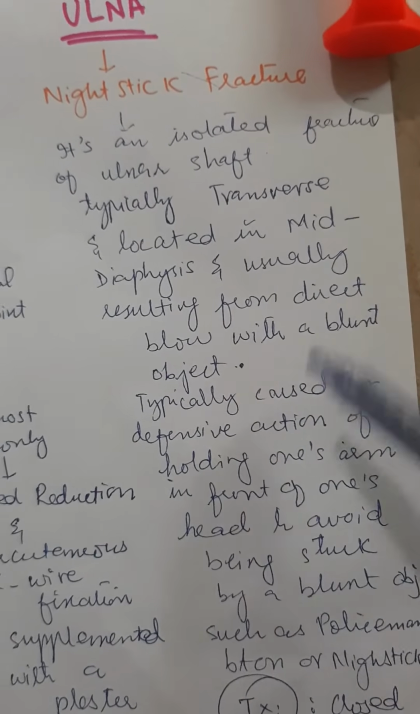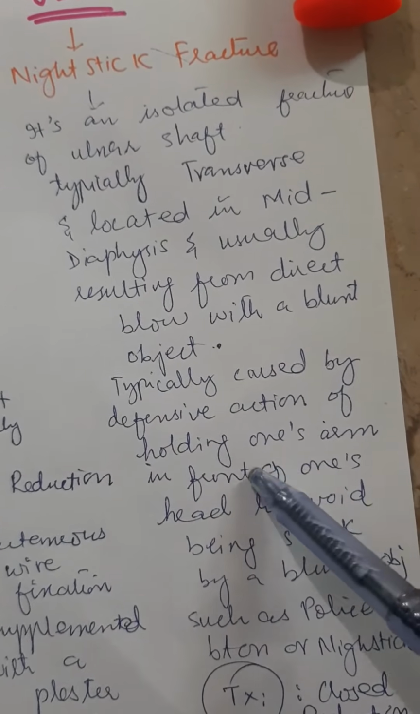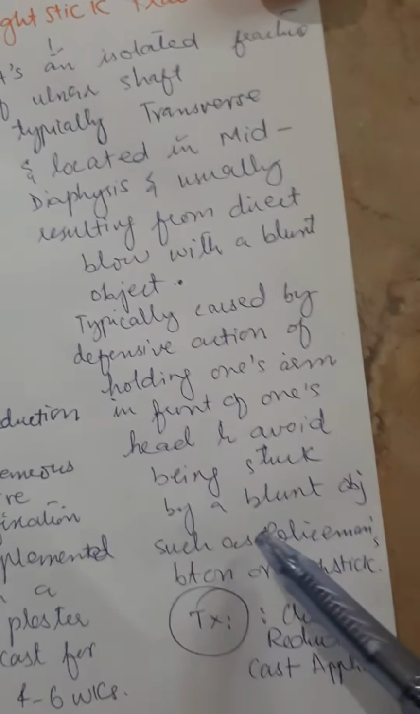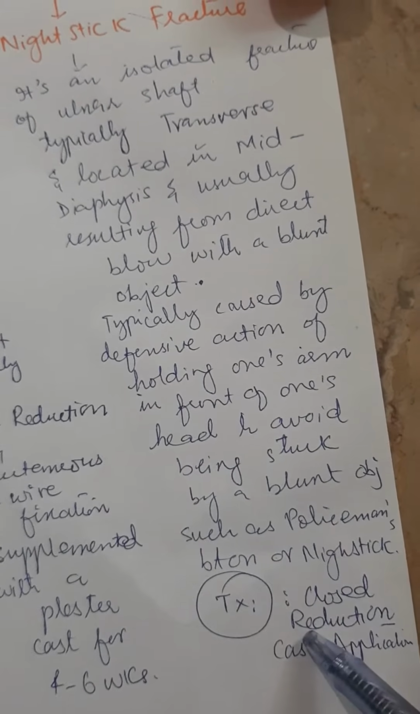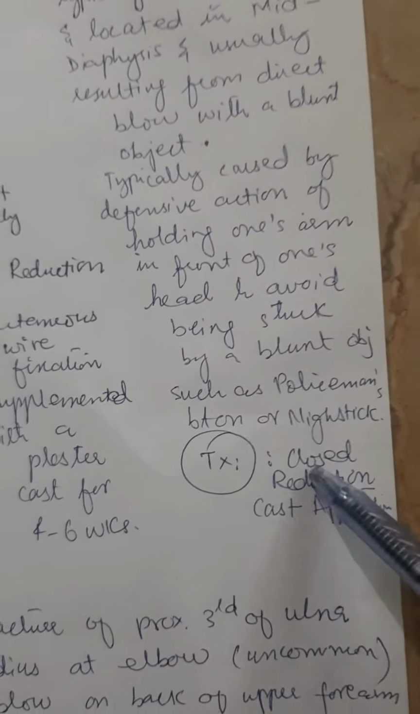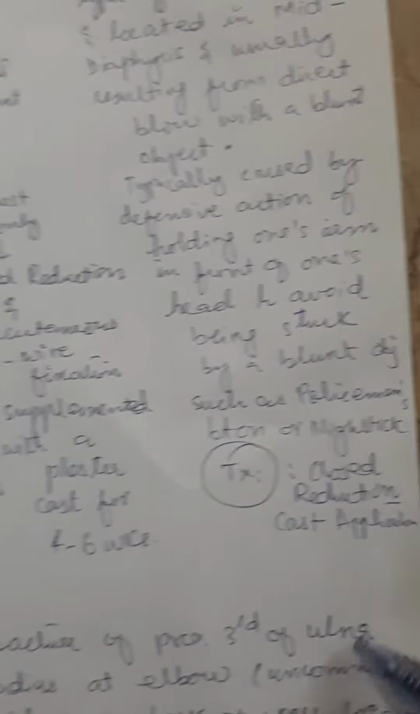Why is it called the nightstick? Because it is typically caused by the defensive action of holding one's arm in front of one's head to avoid being struck by a blunt object such as a policeman's baton or nightstick. Treatment is closed reduction and cast application.